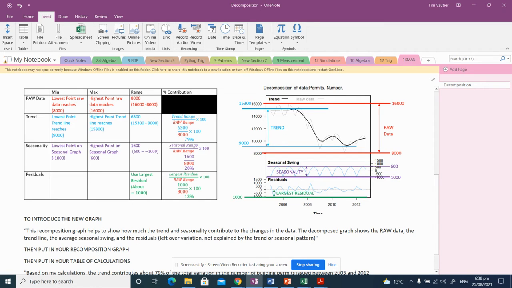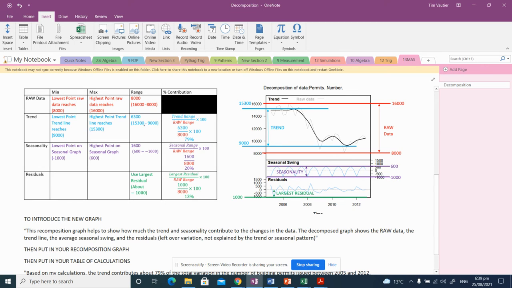And so if we look at trend, these blue lines have been put on here, and it might be helpful to put these kind of lines on to help you line things up against the scale, but you don't need to. But it can be useful to help estimate. And so you want to be careful in your estimations. You want to try and be as accurate as you can. And so our lowest point where our trend line reaches is there, and so that's at about 9,000. The highest point is here, which is about 15,300. And so the range there, by subtracting 15,300 take away 9,000, we get a range of 6,300.